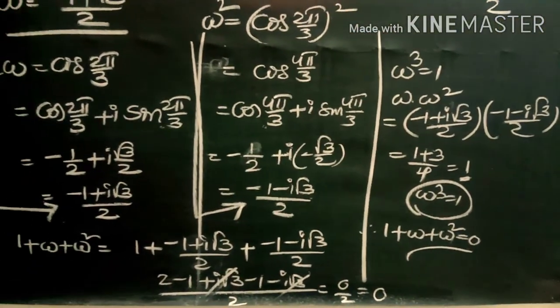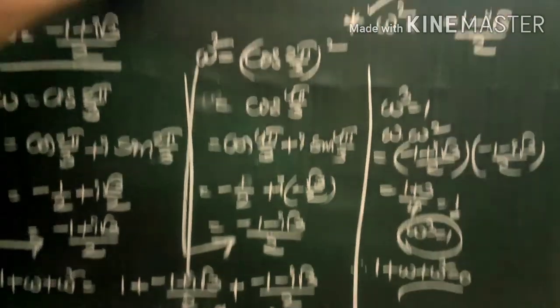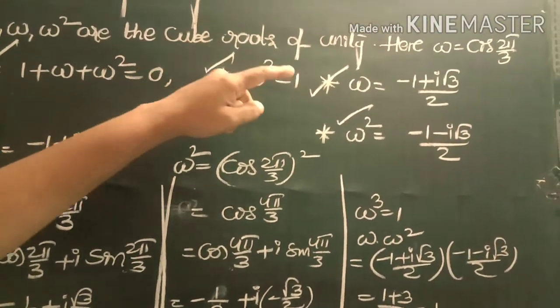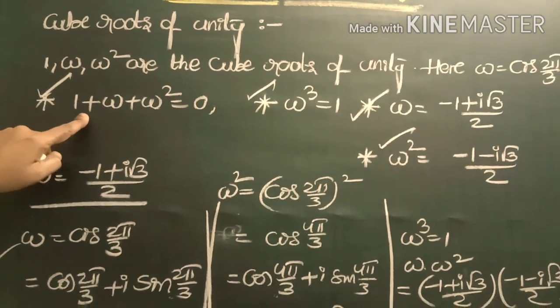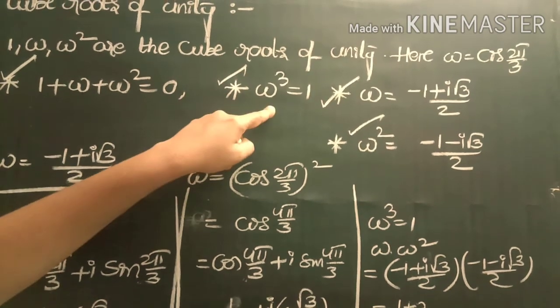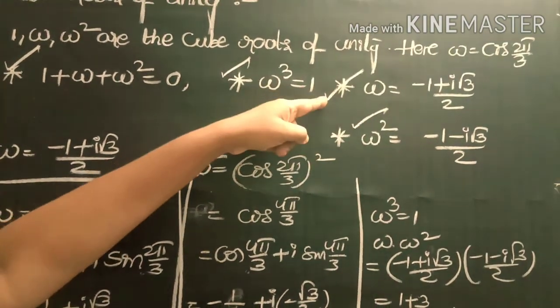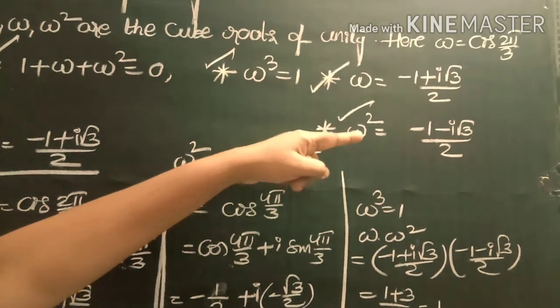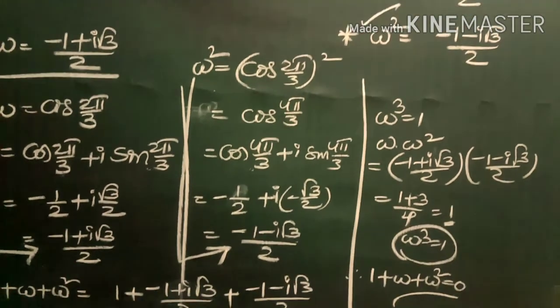Now, these are all the very important results. Here 1, omega, omega square are the cube roots of unity, where omega is equal to cis 2 pi by 3 in this case. And here the most important formula is 1 plus omega plus omega square is equal to 0. And the second one, omega cube is equal to 1. And in place of minus 1 plus i root 3 by 2, we can take omega. And in place of minus 1 minus i root 3 by 2, we can take omega square. That's all.